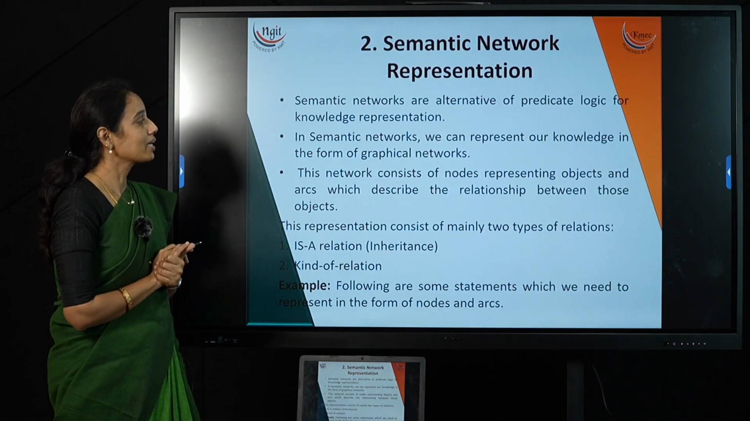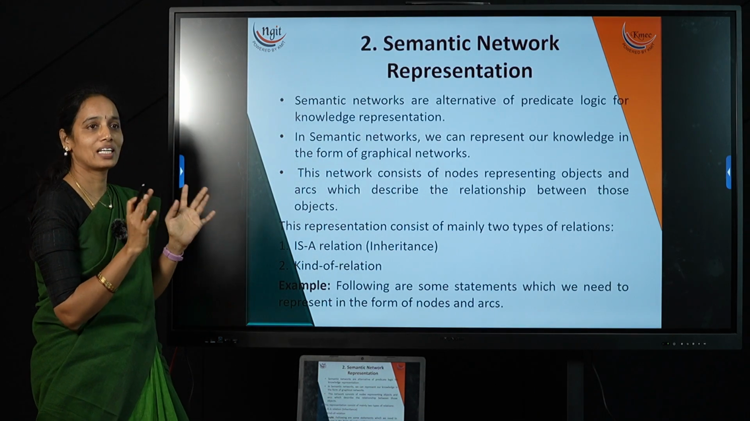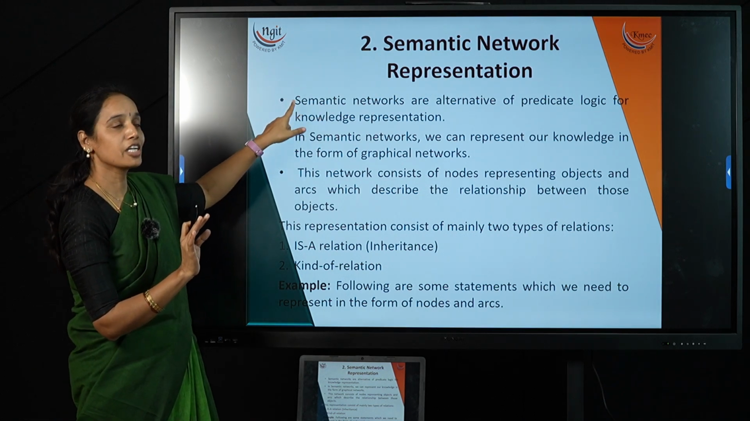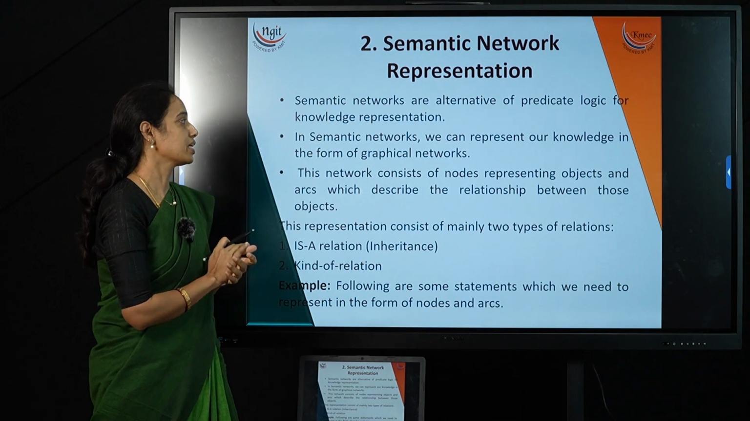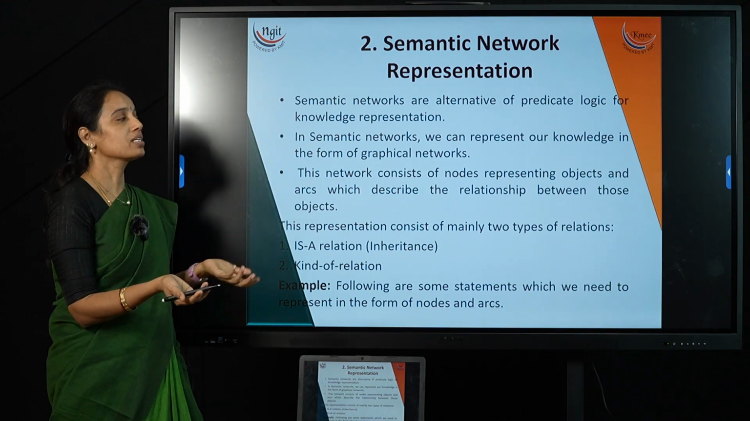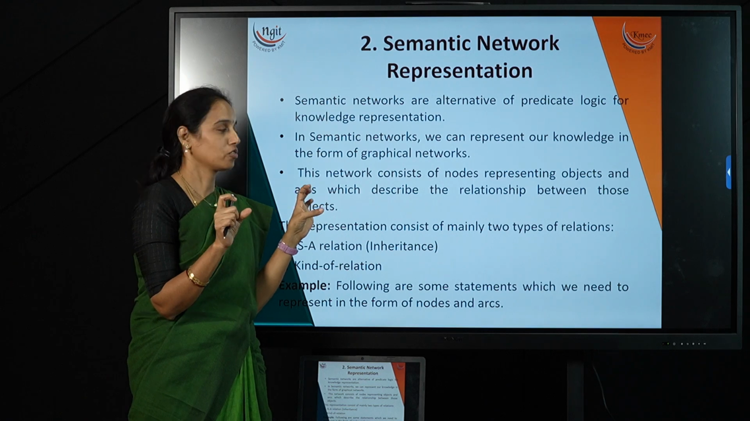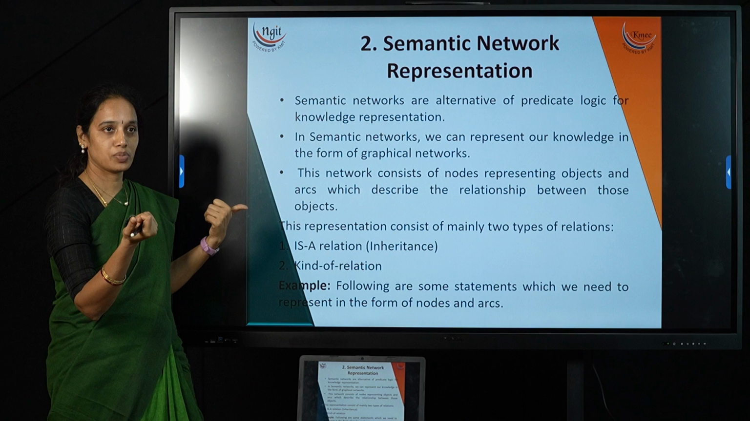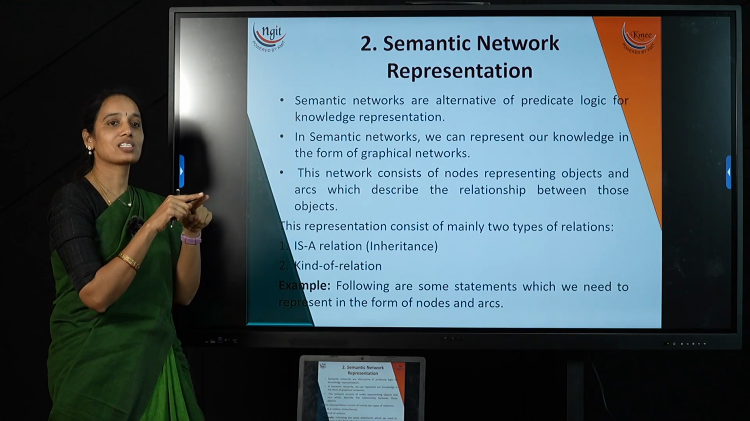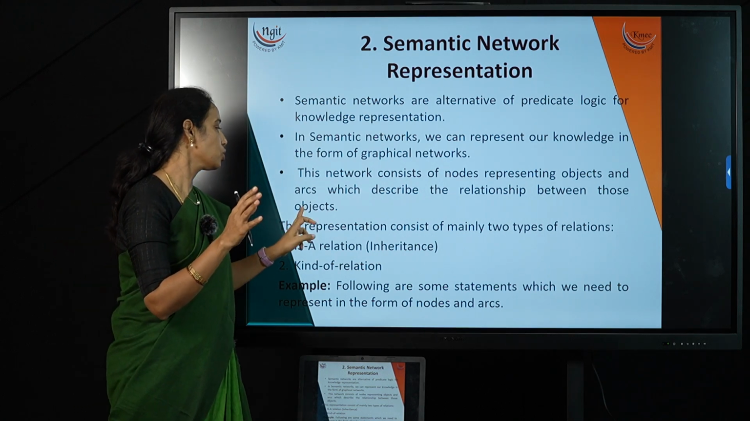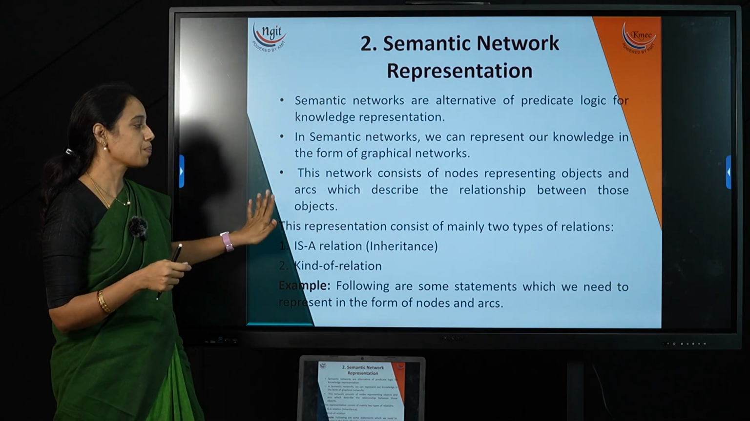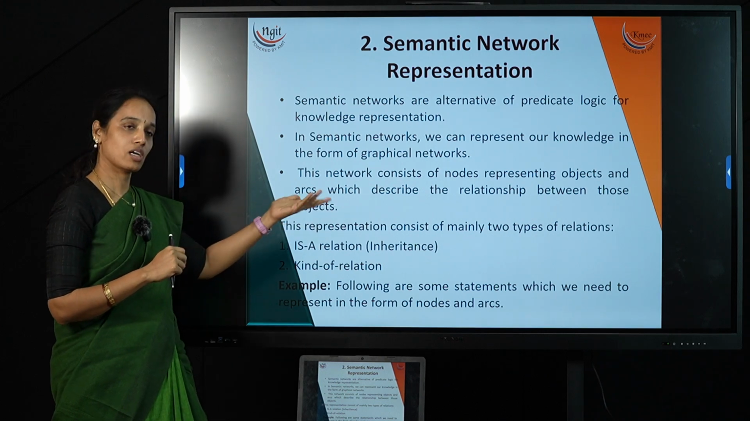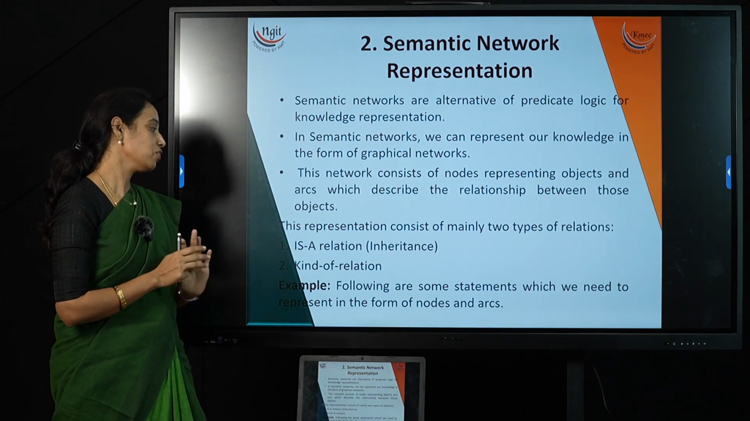And then coming to the semantic network, as the name itself indicates, it is a representation of a network. That is, it's an alternative to predicate logic for knowledge representation, and we are going to represent our knowledge in the form of graphical networks. So generally we know that a network consists of nodes representing the objects and arcs or edges, which describe the relationship between those two objects. So this representation may have mainly 2 types of relations. One is the is-a relation, also called inheritance, and the other is the kind-of relation.